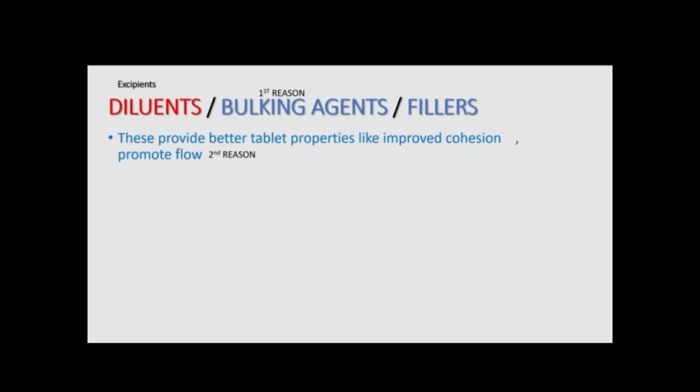First, we are going to talk about diluents. Diluents are also called bulking agents and fillers. We call them bulking agents because they give some volume to the tablet. There are other reasons, like improving cohesion and promoting the flow of the tablets. There are different examples like lactose, sucrose, mannitol, etc. We are going to talk about these.